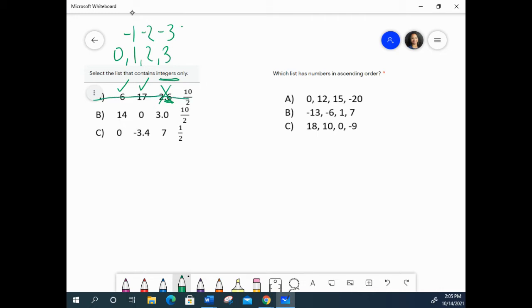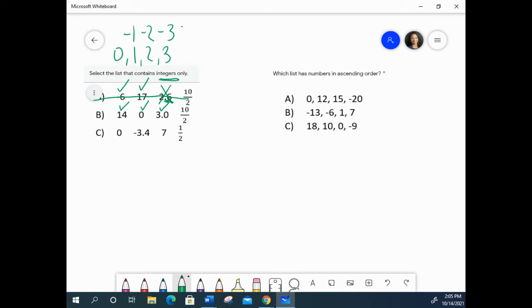Let's look at choice B. 14 is a whole number. 0 is a whole number. Now we have a decimal, 3.0. However, 3.0 is just the same as saying 3. So that is technically an integer.